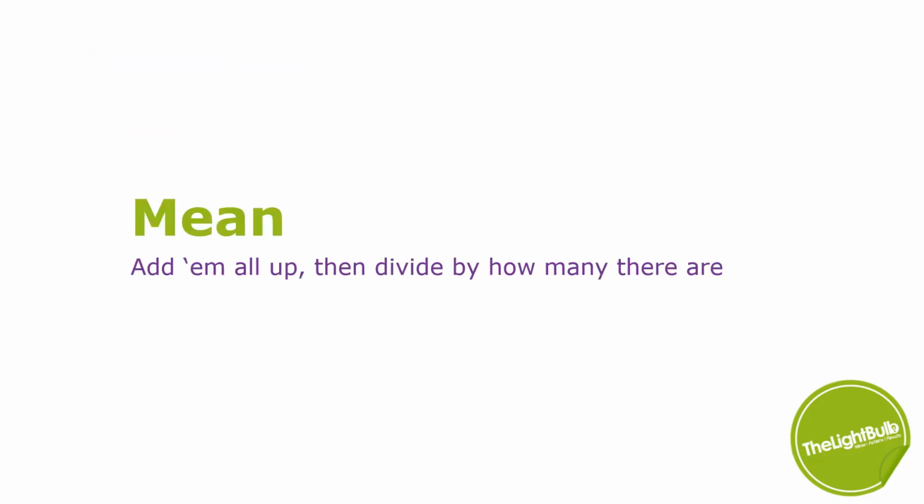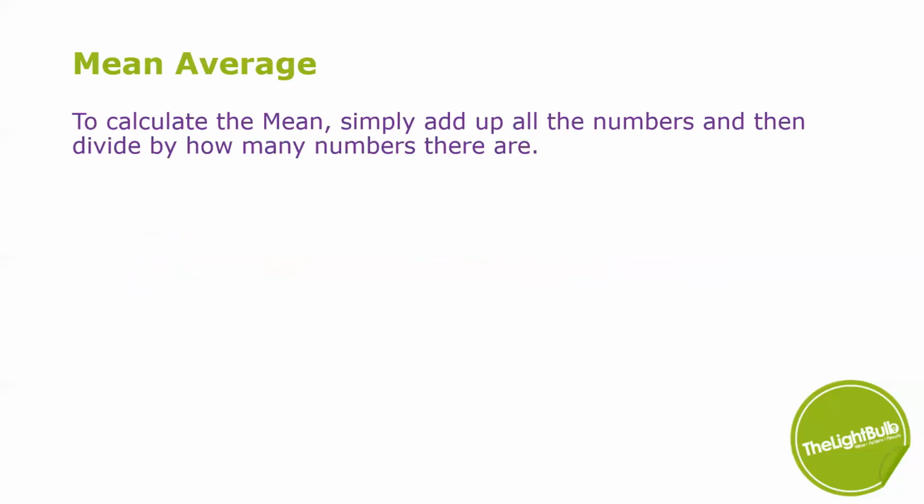So what is it? Well, in general, this is a fairly simple definition here. So we add up all of the numbers and then we divide by how many numbers there are. Let's have a look at that with an example.